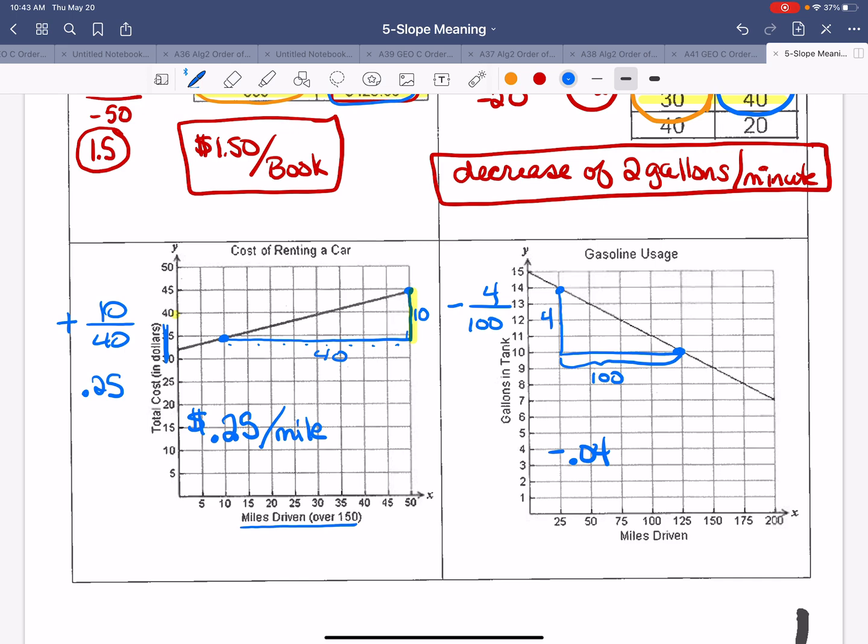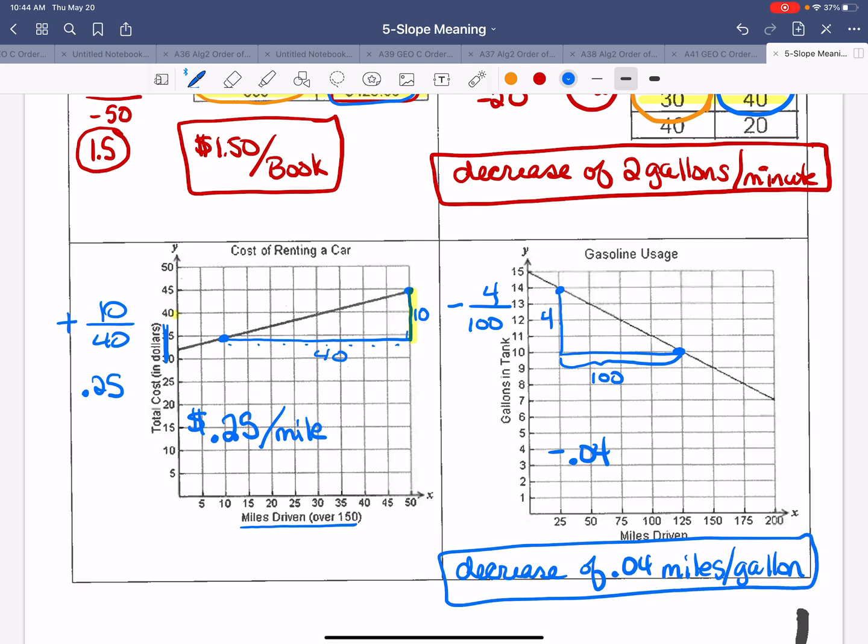Now, what does that mean? This is where we need to use our labels. We've got Y label, which is gallons, over X label, which is miles. So this is negative 0.04 gallons per mile. But I really want you to think of that as being a decrease of 0.04 gallons per mile. A decrease of 0.04 gallons per mile. So there is our answer here.